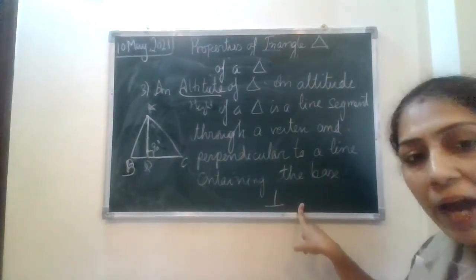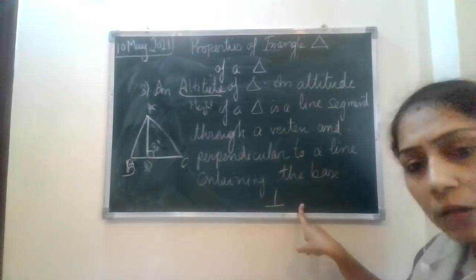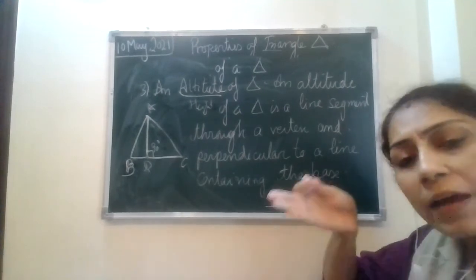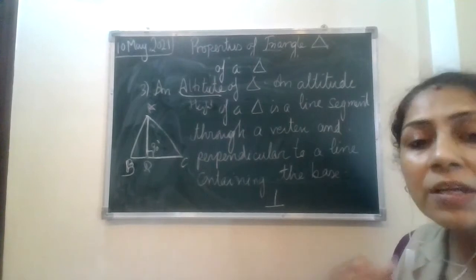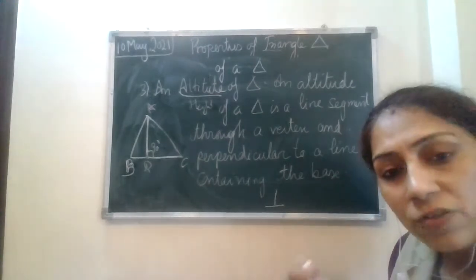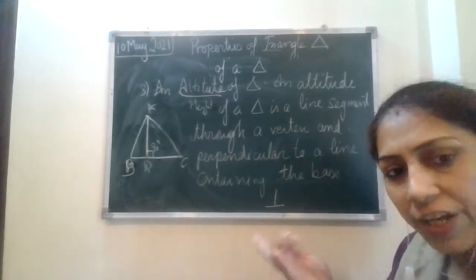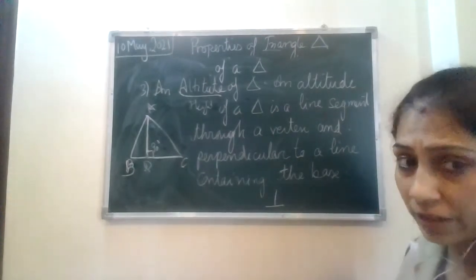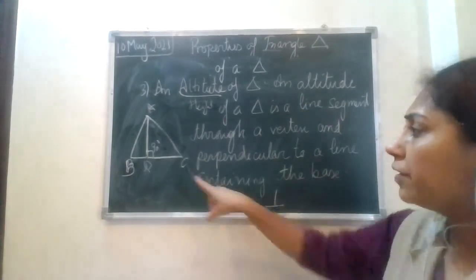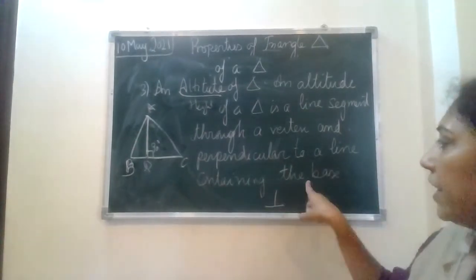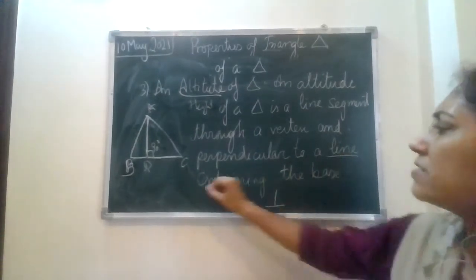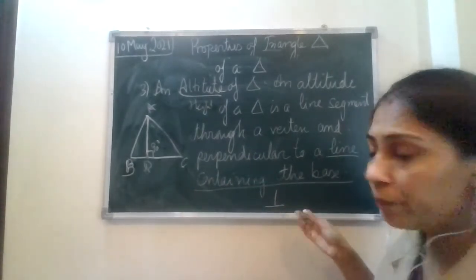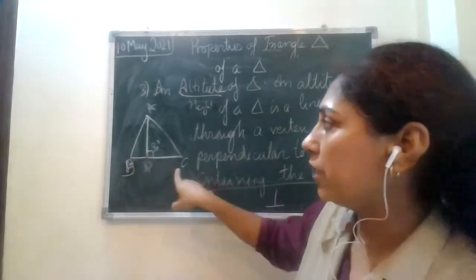This is called altitude, height, perpendicular, altitude. These are the terms whose meaning is exactly the same, but they are used interchangeably. We keep swapping the words, sometimes using this one, sometimes that one, but the meaning would remain the same, right? Here it is to a line containing the base. To a line containing the base is the opposite side only, which I told you in the median definition also. This is the opposite side only, right?